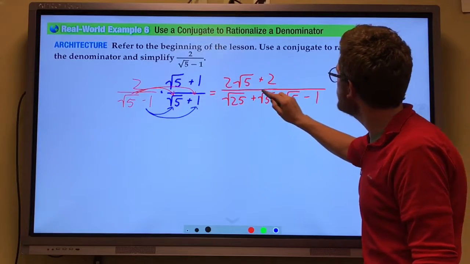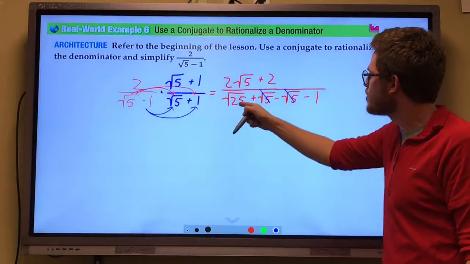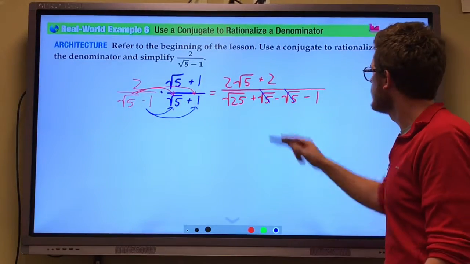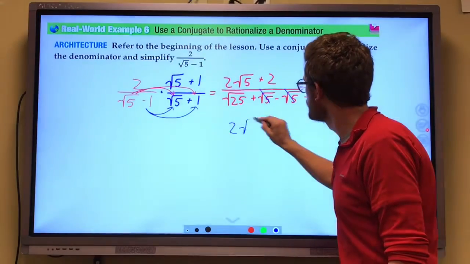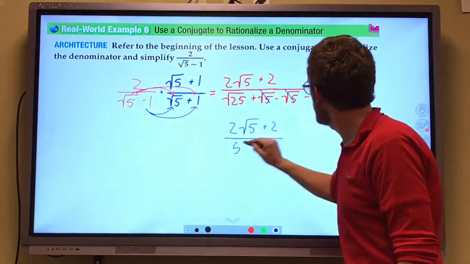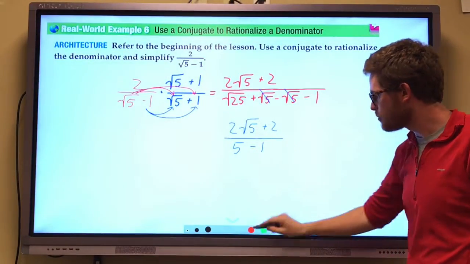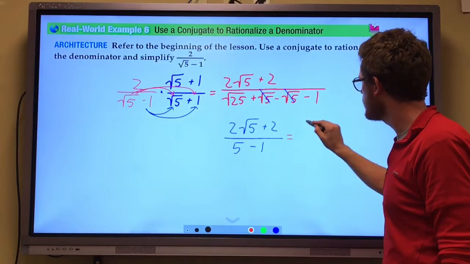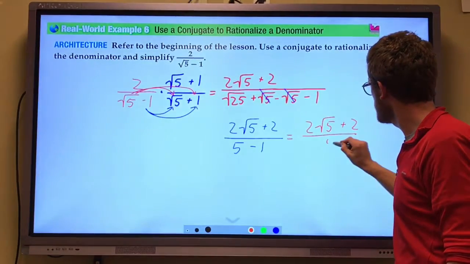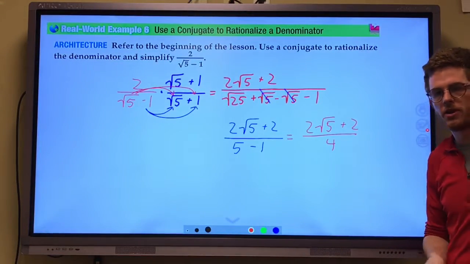Square root of 5 minus square root of 5 is 0. And the square root of 25, that actually is 5. So on the top, we've got this 2 root 5 plus 2 over 5 minus 1. And 5 minus 1, we know what that is too. That's 4. And so now we've gotten rid of that radical in the denominator.